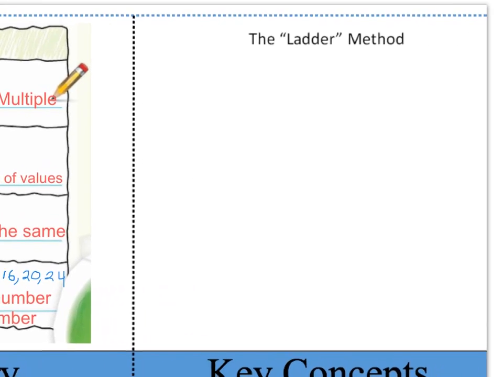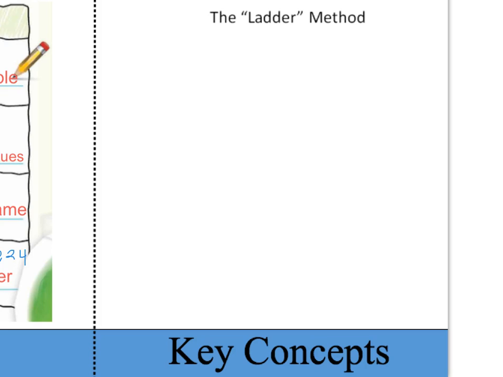So let's go ahead and talk about the right-hand side where it says key concepts. It says the ladder method. In our previous lesson, we talked about the ladder method. It looks like an upside-down division sign. If I wanted to find the LCM of two numbers, for example 3 and 4, I would place 3 and 4 inside of my upside-down ladder. Then I would ask myself, what number goes into 3 and 4? Well, the only number that I can tell is 1. 1 goes into 3 three times, and 1 goes into 4 four times.